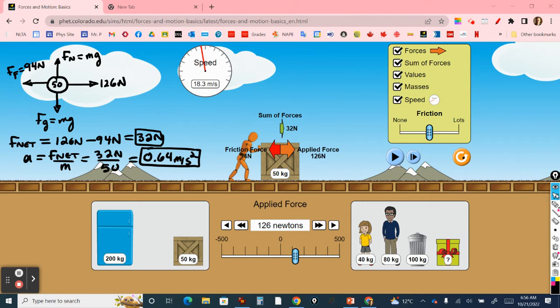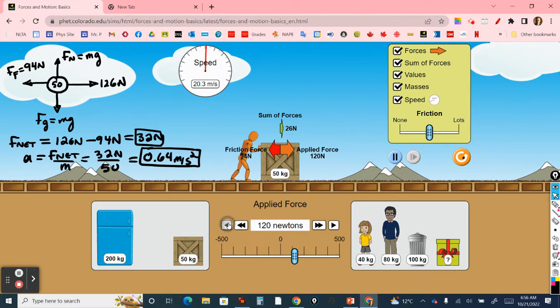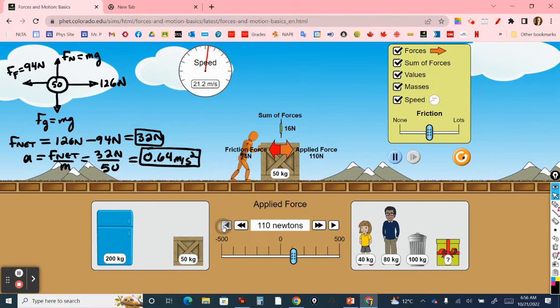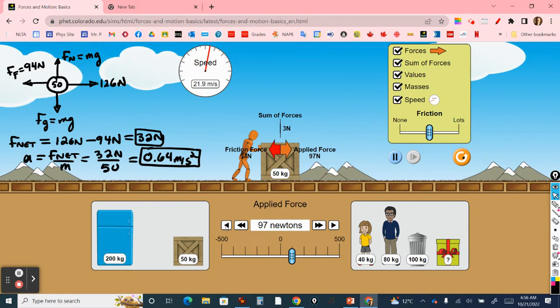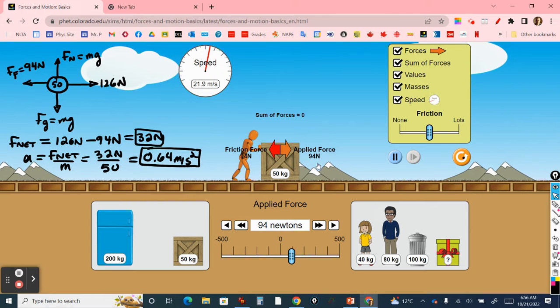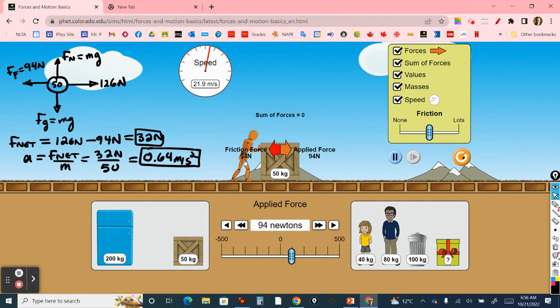So I'm going to let that play. And watch what I'm going to do now. I'm going to reduce that force down. Now watch what happens to the speed. I'm reducing the applied force down. And now I have 94 newtons of applied force and 94 newtons of friction force.